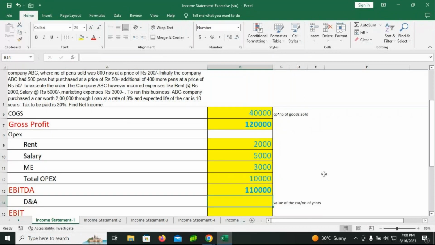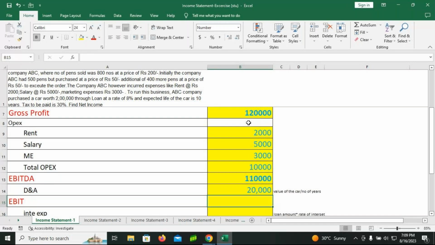So it is 1,10,000. Here, for depreciation and amortization, I have to calculate the value of the car divided by the number of years. The value of my car is 2 lakh, divided by, they are telling the expected life of the car is 10 years, so divided by 10. So 20,000 rupees is the depreciation. EBIT is EBITDA minus depreciation.